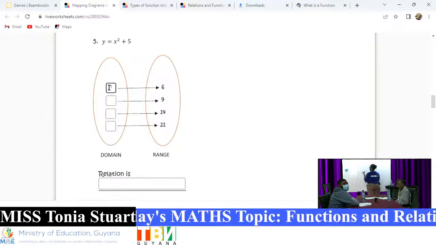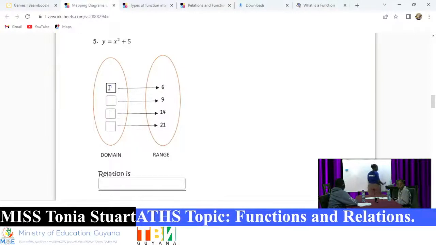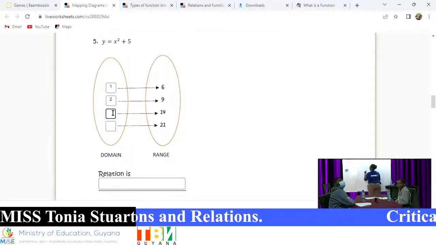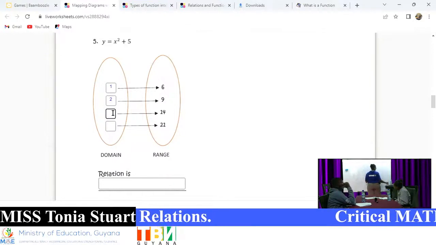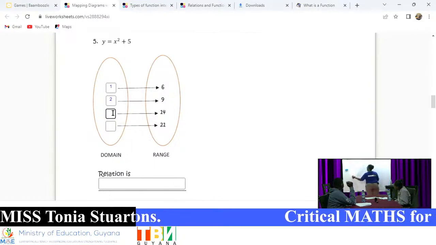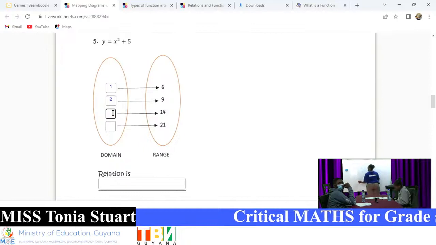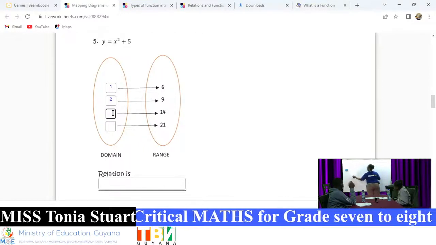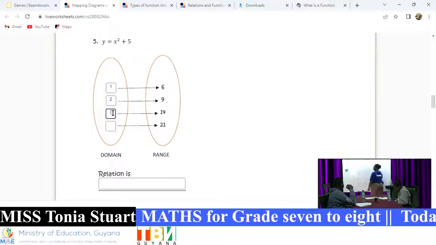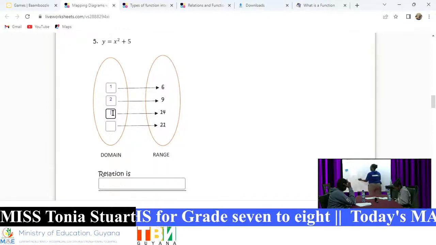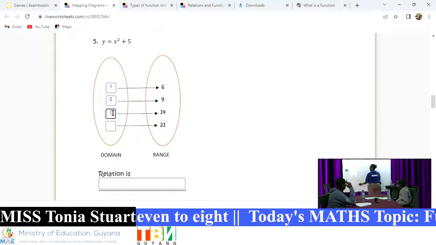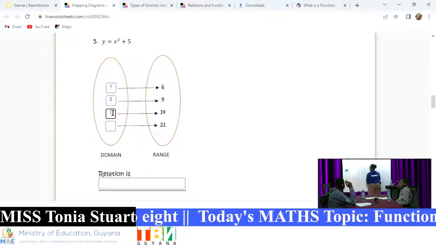All right, so let's get the other one. So you have 14. 14 minus 5 is 9. Square root of 9 is 3. 3 times 3 is 9.